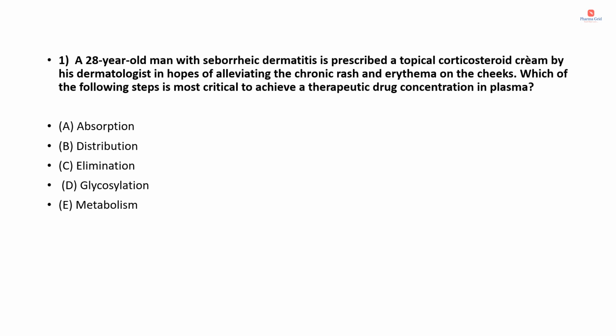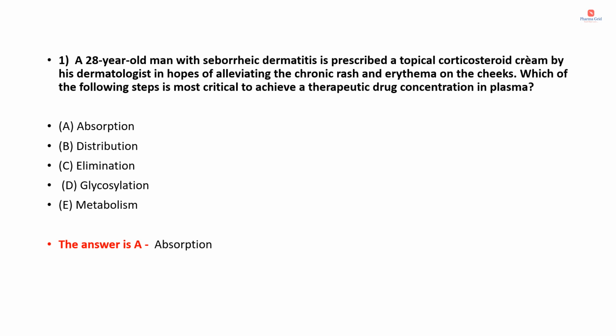So starting with question number 1, a 28-year-old man with seborrheic dermatitis is prescribed a topical corticosteroid cream by his dermatologist in hopes of alleviating the chronic rash and erythema on the cheeks. Which of the following steps is most critical to achieve a therapeutic drug concentration in plasma? The options are absorption, distribution, elimination, glycosylation, metabolism. So here we need to find out the most critical step involved in achieving a therapeutic drug concentration in plasma.